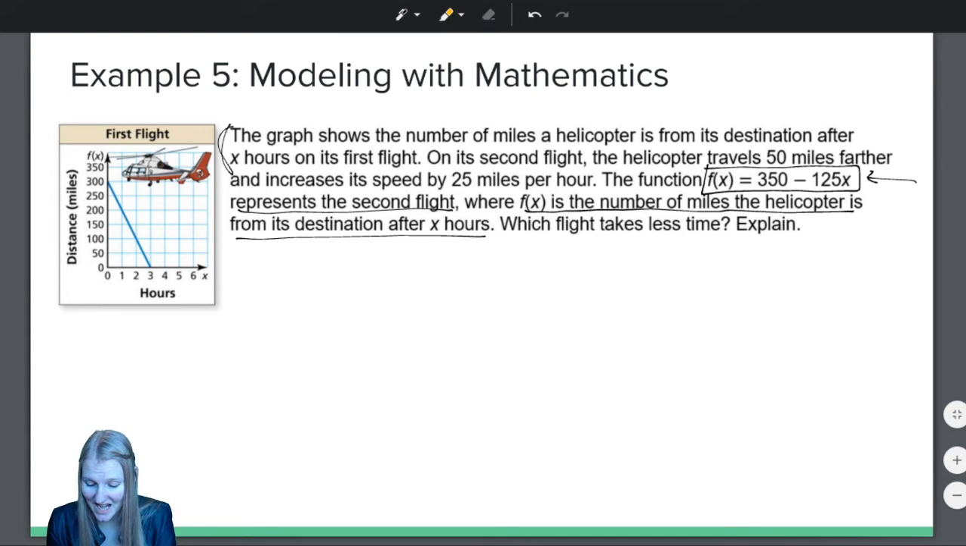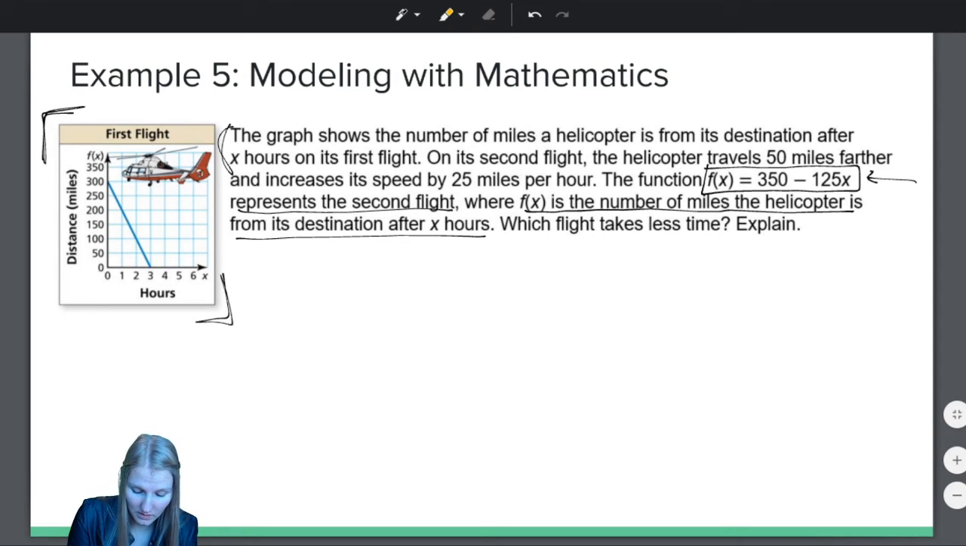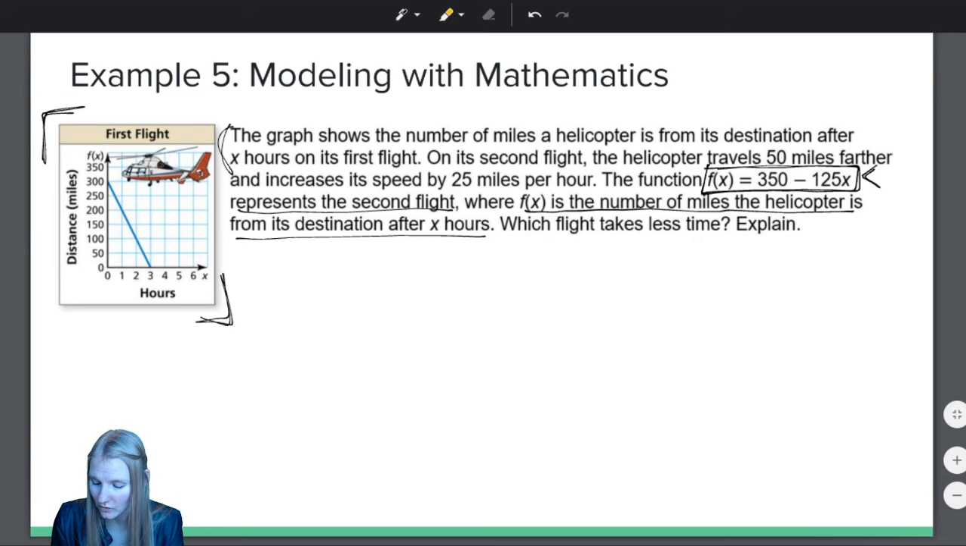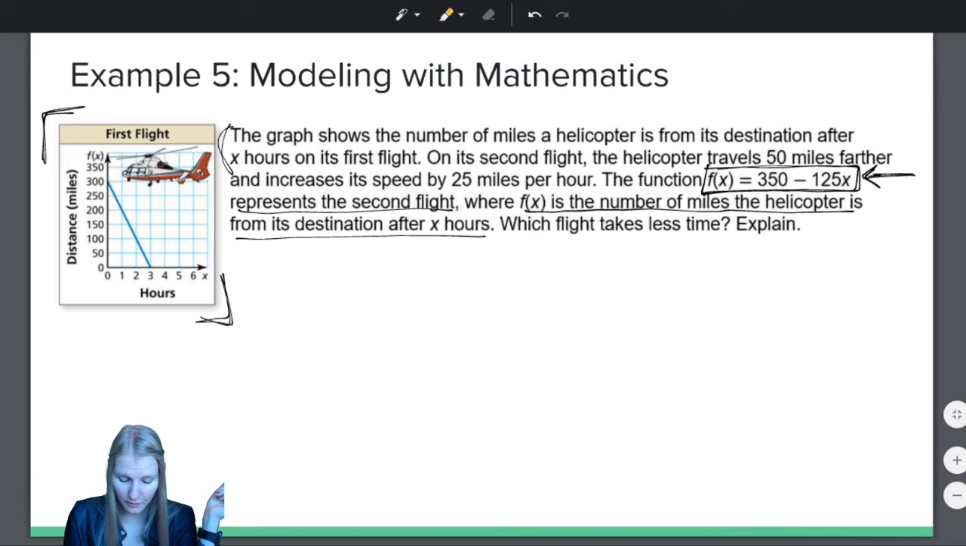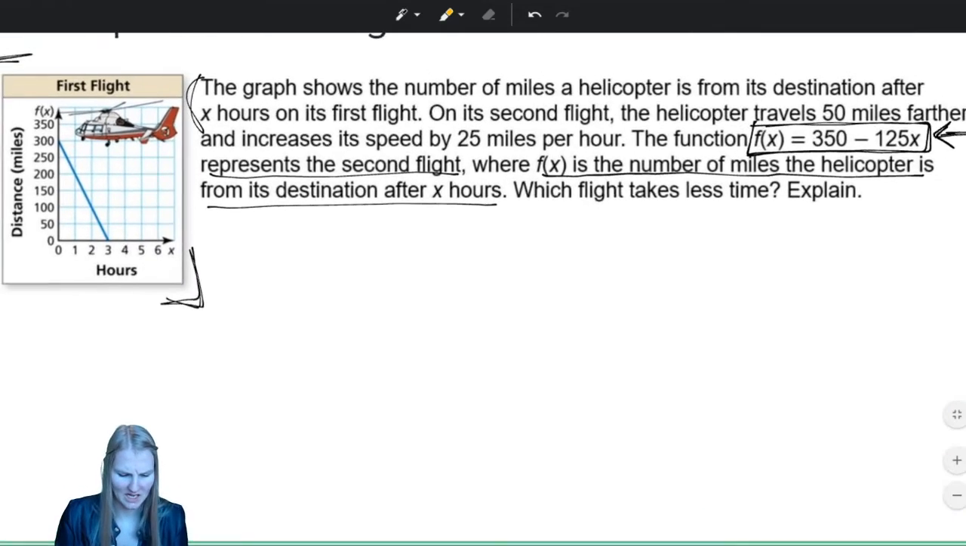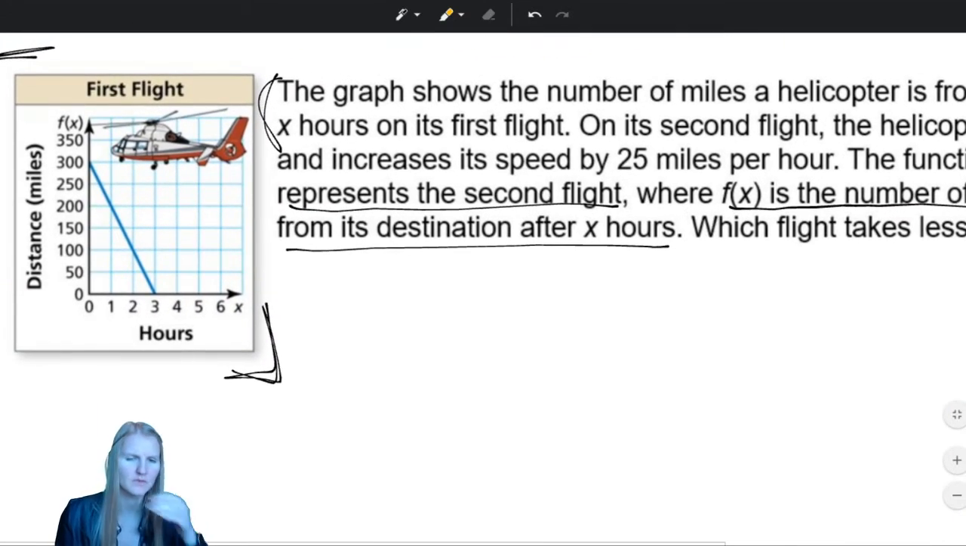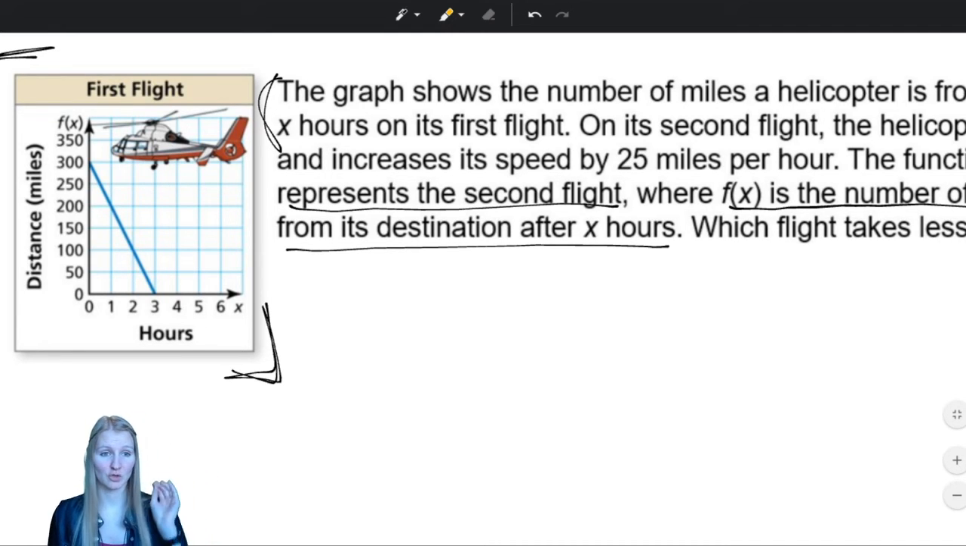Which flight takes less time? Explain. Okay, so we have one flight as this table. The other flight is this equation. And we want to know which flight takes less time. Because on the one hand, we have our first flight, and we can see, well, how long did our first flight take us? Let's zoom in on this graph here. So, what does this graph mean? We need to figure out what this graph means.